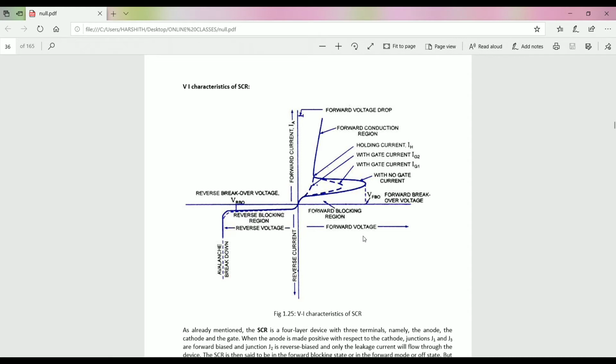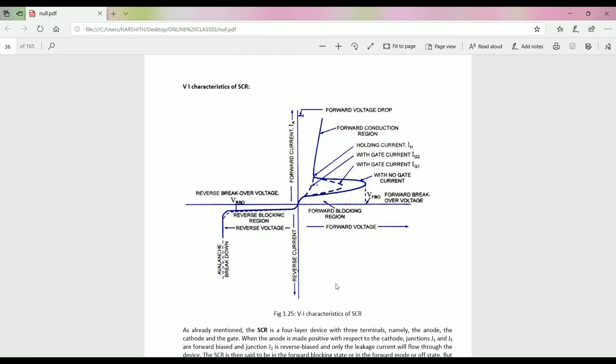Okay, forward characteristics. Forward voltage is taken on the x-axis. This is the reverse breakover voltage. On the y-axis, forward current IA and the reverse current.